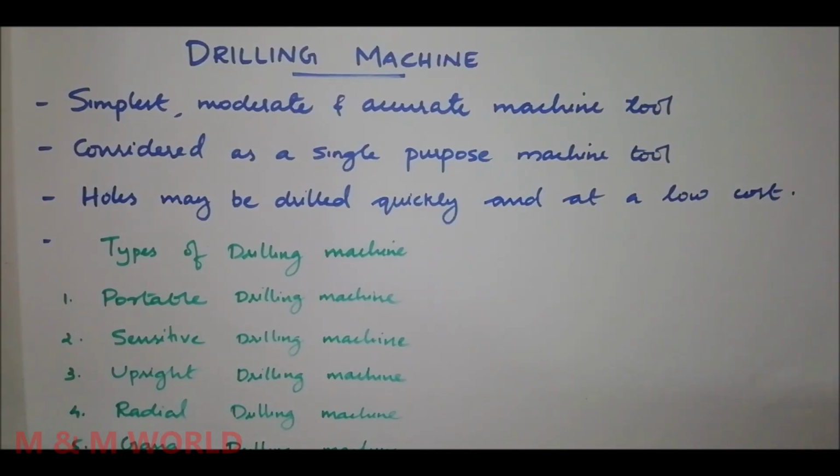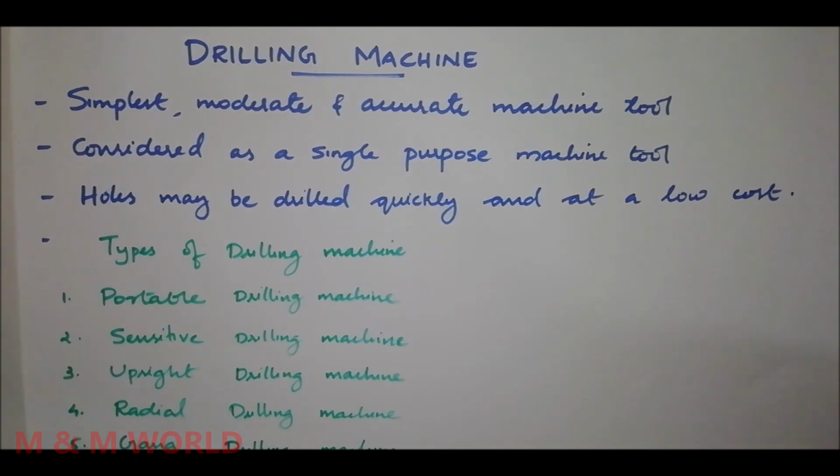Hello everyone. In this video, we will study about the drilling machine. The drilling machine is one of the simplest, moderate and accurate machine tools. It is considered a single purpose machine tool since its chief function is to make holes. However, it can perform operations other than drilling also.